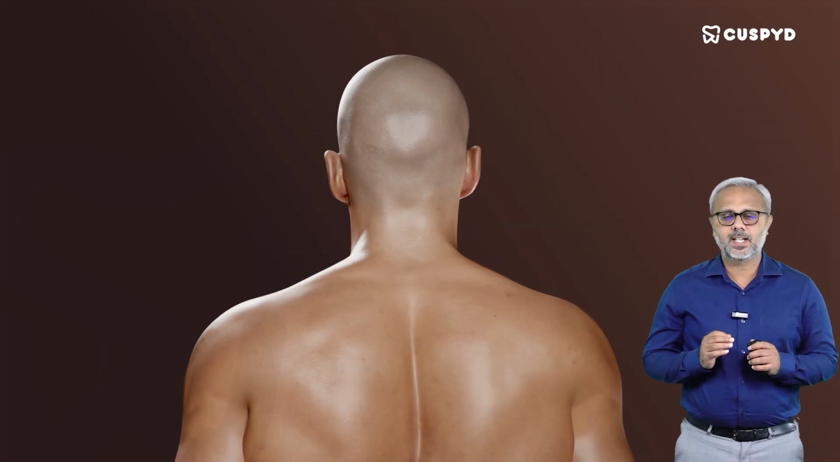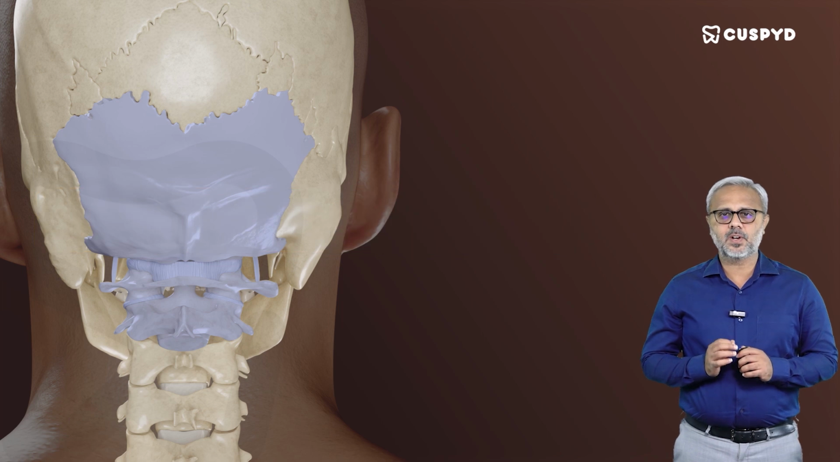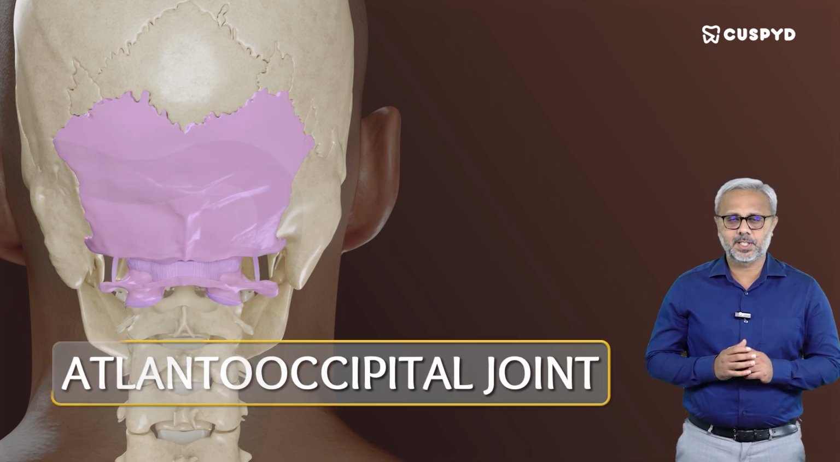Let's learn about the anatomy of the craniovertebral joints. First, we will focus on the anatomy of the Atlanto-Occipital joints.